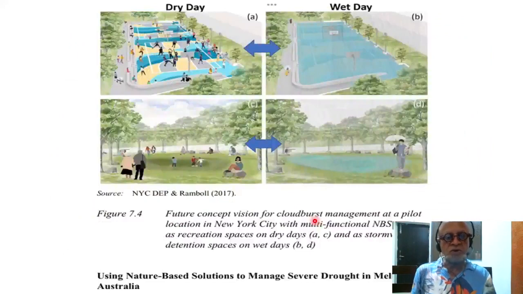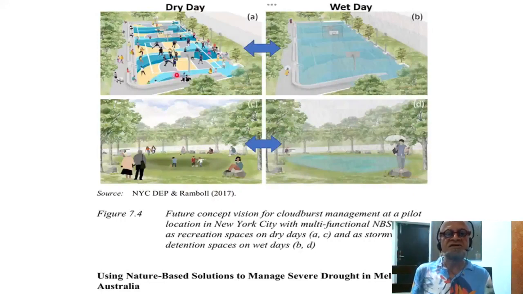Okay, so a future concept vision for cloudburst management at a pilot location in New York City with multifunctional NBS serving as recreation spaces on dry days and as stormwater detention spaces on wet days. So you have cloudburst. If you don't know what that is, that's just a massive amount of rain in a very short period, as if somebody just poured a bucket over rather than clouds raining.